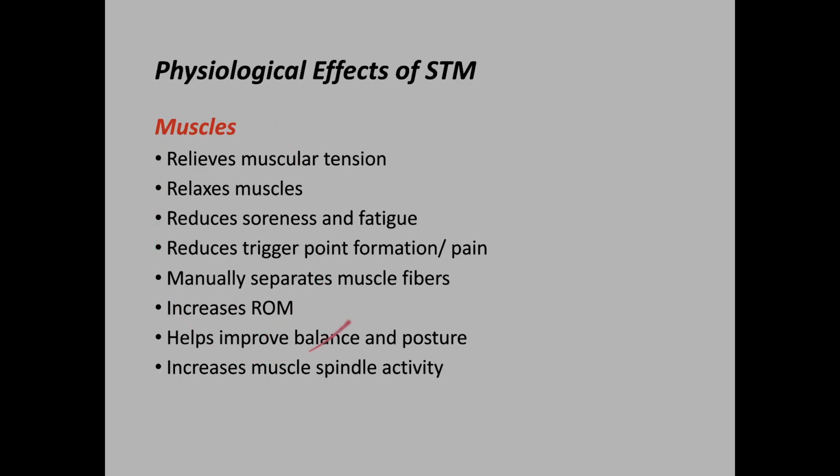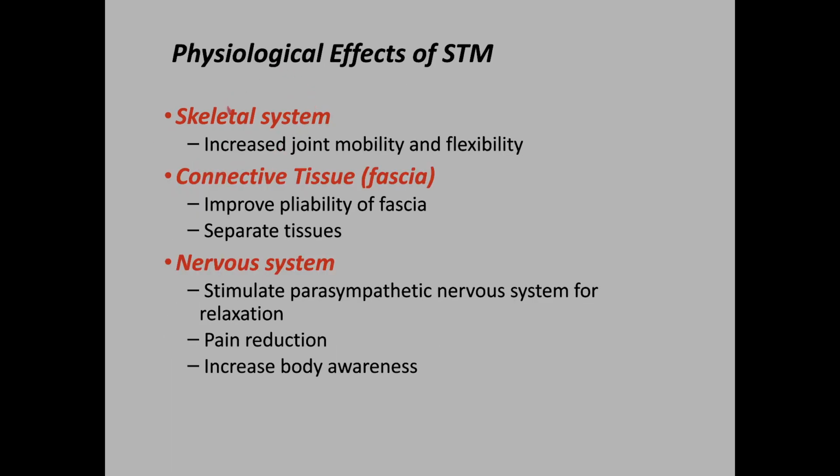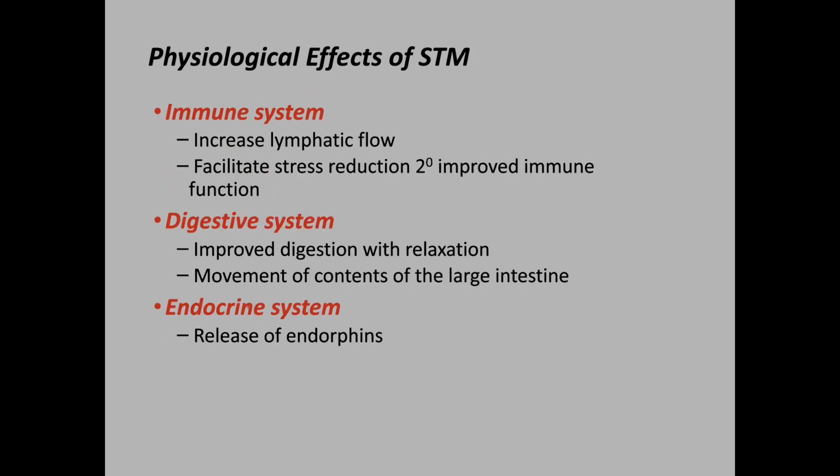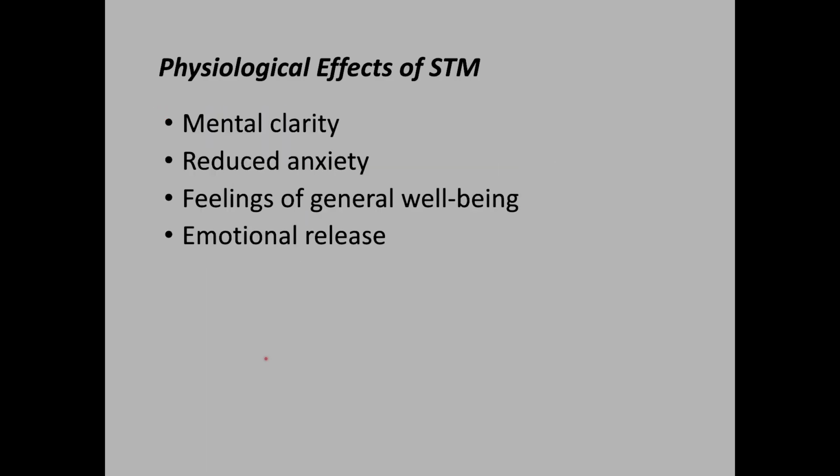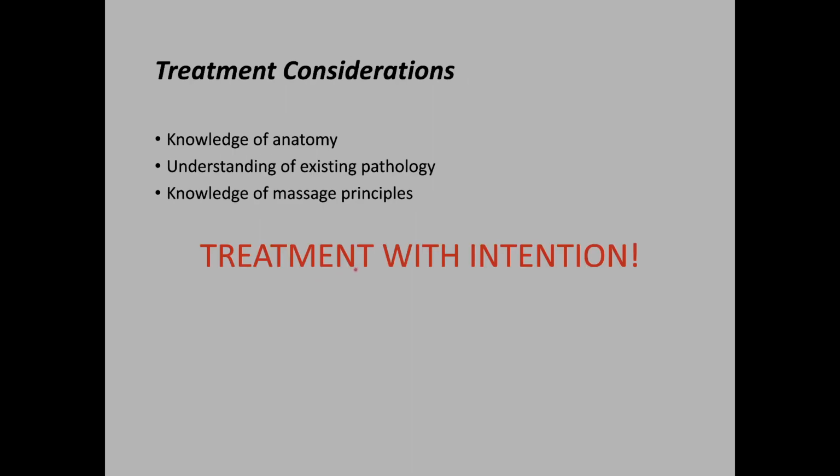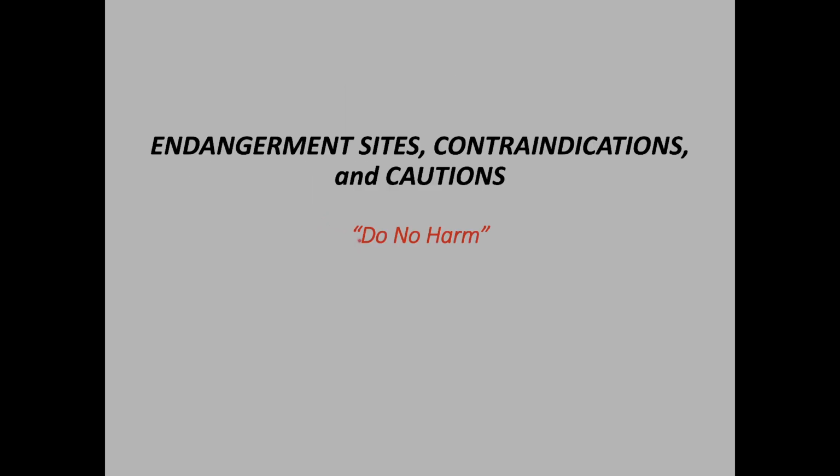So be able to give me a good breakdown of ways that soft tissue massage can implement the physiological effects on these specific systems: skeletal system, connective tissue, nervous system. Just have a good understanding of these. Here are some others: mental clarity, feelings of well-being. Again, having a good, well-rounded working understanding of how that's all going to influence the patient anatomically and physiologically is enough potentially for this.